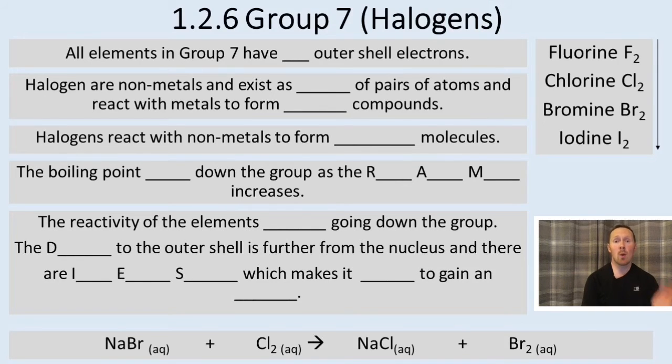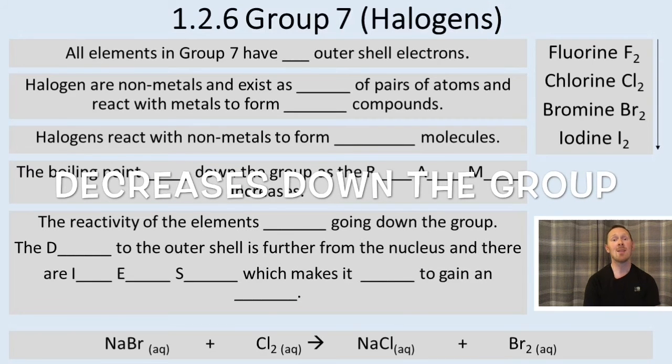Consider group 1 elements. Group 1 elements get more reactive as you go down the group. Well, group 7 elements get less reactive down the group. The reactivity decreases as you go down the group. The acronym's the same, DIES.